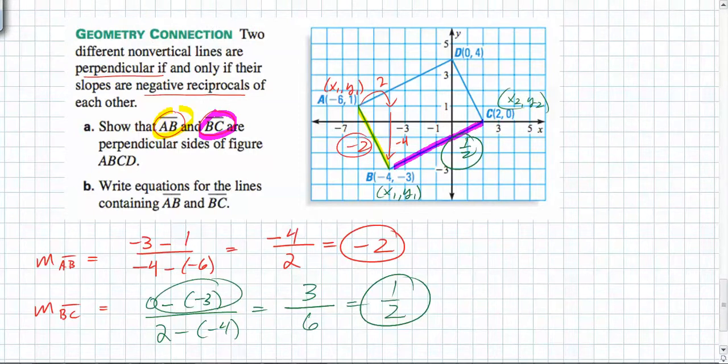Let's just check that green one. Does it make sense? Well, you go over 6 and up 3. So that is a slope of over 6 and up 3. So that is a slope of 1/2.